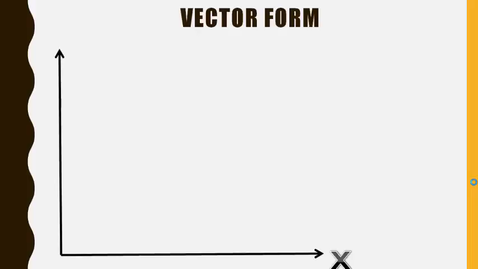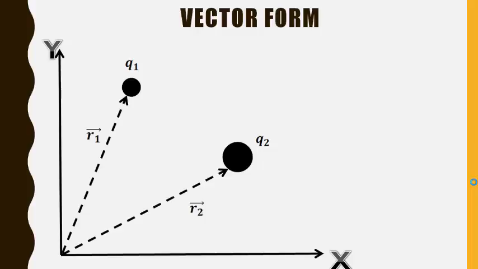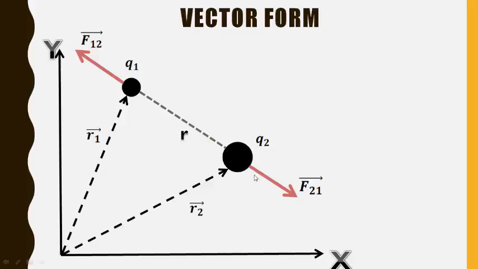Now, let us learn about Coulomb's law in vector form. Consider two charges Q1 and Q2 situated at a distance R1 and R2 from the origin. The distance between Q1 and Q2 is R. Assuming they are like charges, they exert repulsive forces on each other having magnitude F12 and F21, where F12 is the force exerted on Q1 by Q2 and F21 is the force exerted on Q2 by Q1.